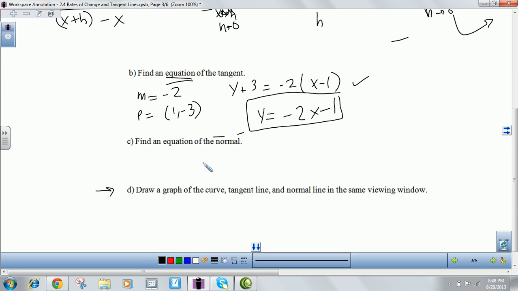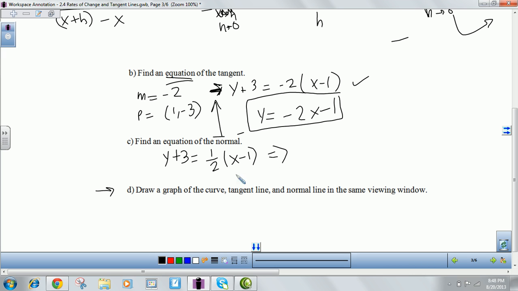Okay, now for the equation of the normal, we need to come back to the point-slope form. To find the normal, you don't just switch the slope here. That's a big no-no. Okay, for the normal, it's going to be y plus 3 equals, the normal is perpendicular, so instead of negative 2, it becomes positive 1/2. And that's it.